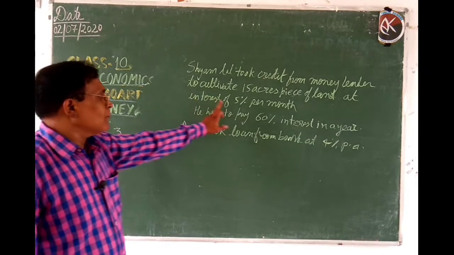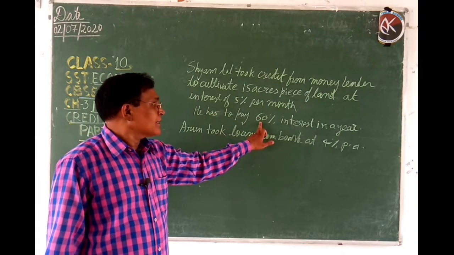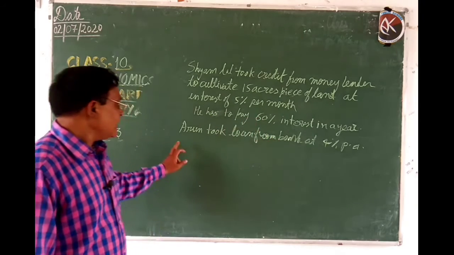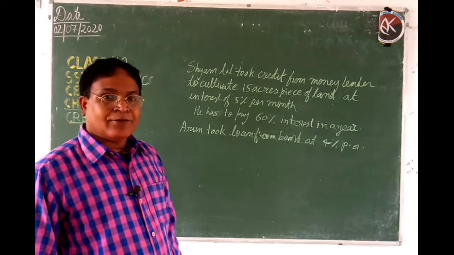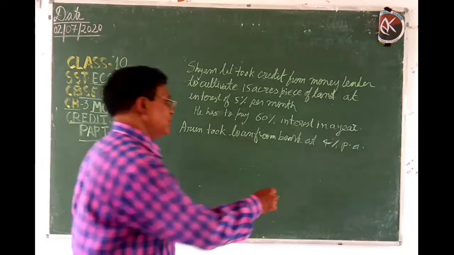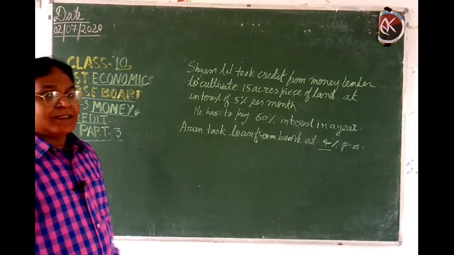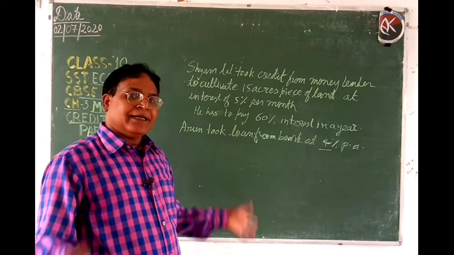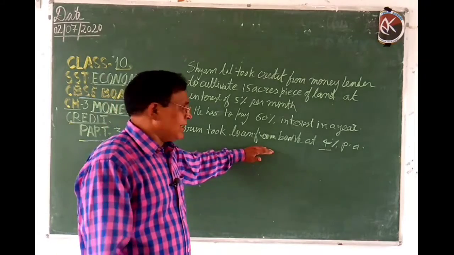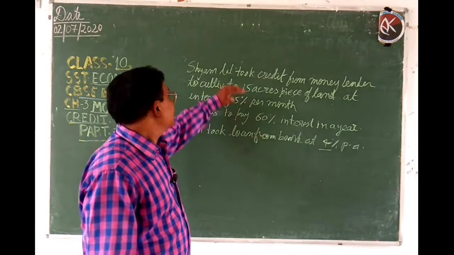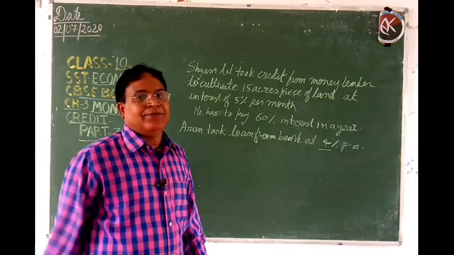Shyam Lal took a loan from a money lender at 5% per month, so he has to repay 60% interest in a year. But here Arun took a loan from the bank at 4% per annum, meaning in a year he has to pay 4%. So Arun is benefited and he will get proper facility, because he has to pay a very small amount as interest, but Shyam Lal has to pay 60% in a year. It is a very difficult condition.